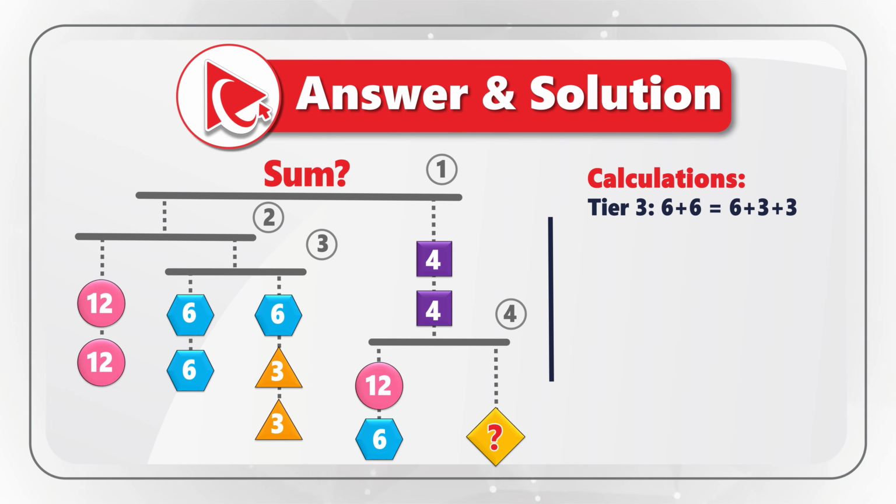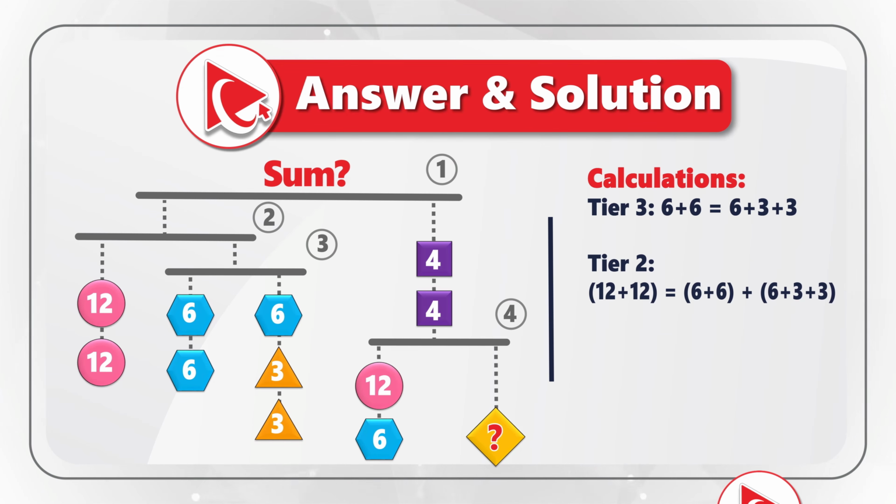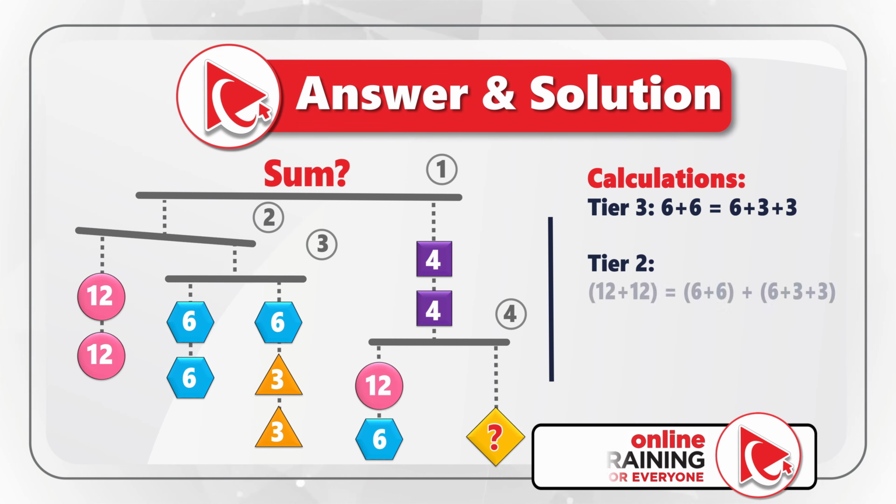Now let's look closely at Tier 2. On the left of Tier 2, we have 2 circles. Each circle has a value of 12. 2 circles would equal 24. On the left of Tier 2, we have 2 circles with total value of 24, and the entire Tier 3, which also equals 24. This is what keeps Tier 2 in balance.